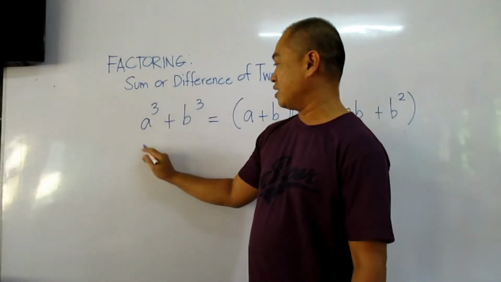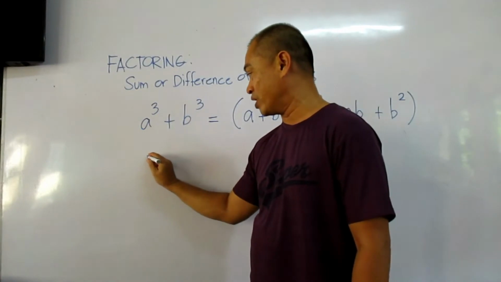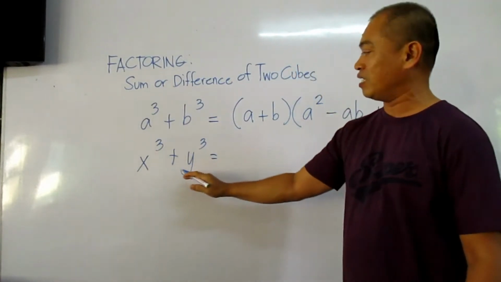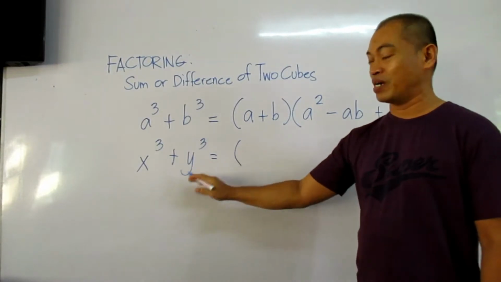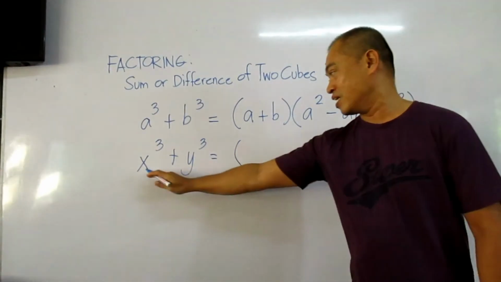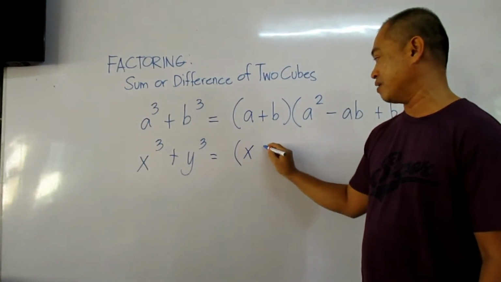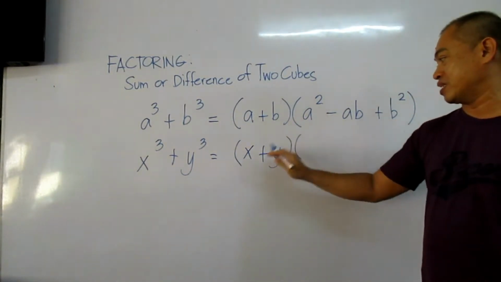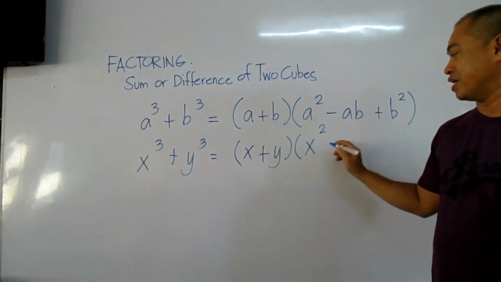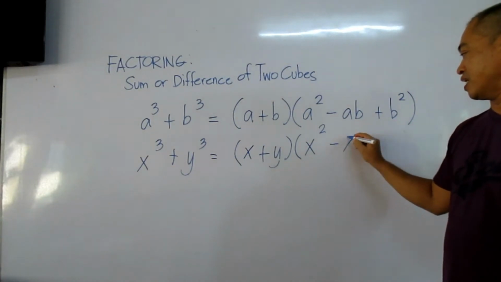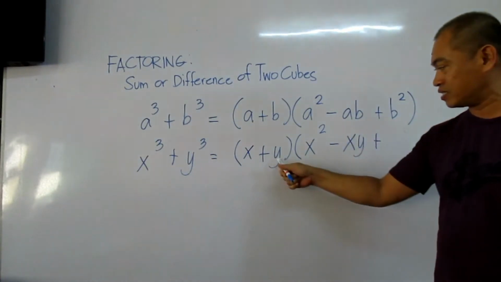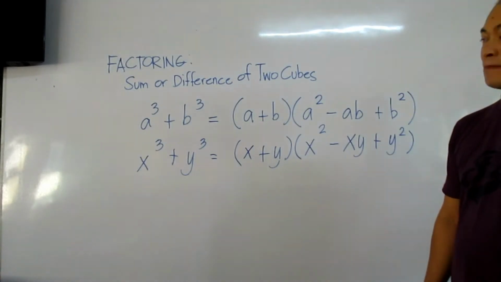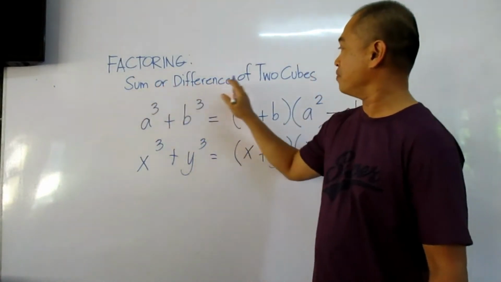If this will be, let us say, another variable, so we're going to use x cubed plus y cubed. So simply, you just copy the variable that is being used, and then that is x as the perfect cube, and then plus y as the perfect cube. Then just follow this format. So that is x squared minus, we're going to multiply these two, and that is x times y, then plus the square of the second term, y squared. Okay, so that is our sum of two cubes.